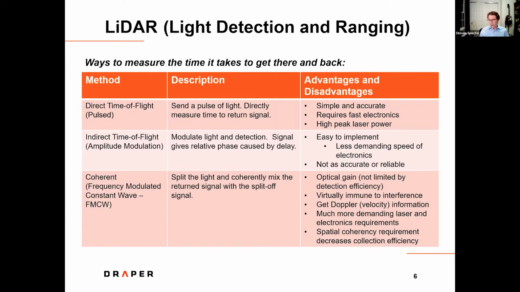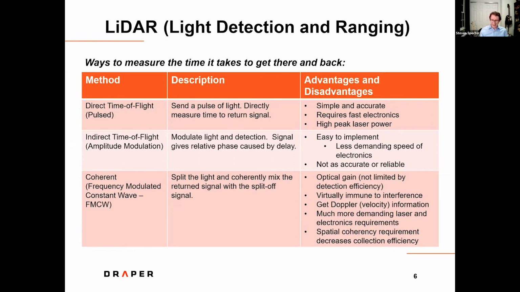So this is really useful because you're not limited by detection efficiency in your signal strength. It's also virtually immune to interference because the only signal that's going to really coherently interfere with that local oscillator is a nearly identical signal, the signal you sent out. So any other signal coming back from, like, another car, or I'm sorry, another LiDAR, or the sun, it's just going to give you kind of a smeared out background. It won't give you a true signal. You also get velocity information. So this is great. Why does everyone not do it this way?